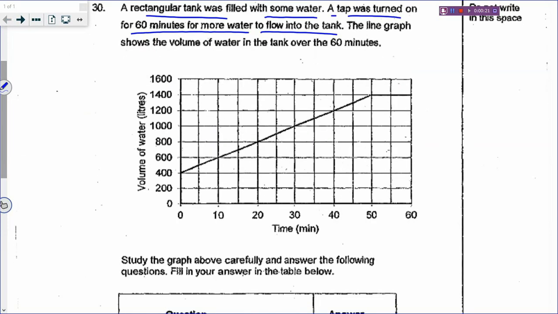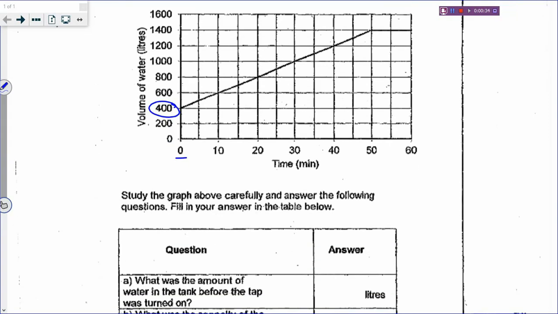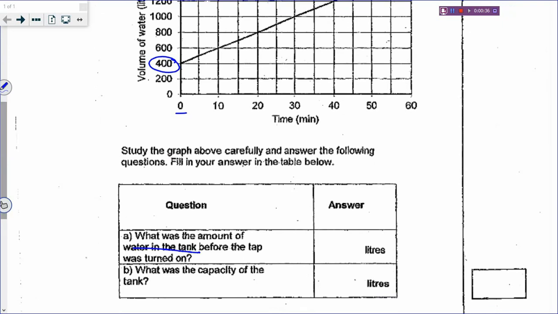Now, if you look at the line graph, you can see that at the beginning, before the tap was turned on, which is 0, there's already water inside, which is 400 liters, right? So if you look at the question, what was the amount of water in the tank before the tap was turned on? It has to be 400 liters. So the tank was not empty at first. There was already water inside the tank.